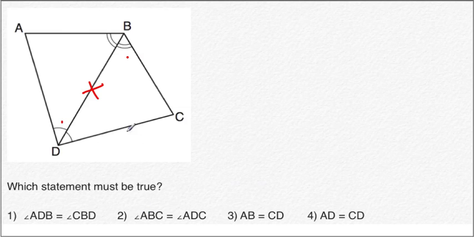Angle ABC, this big angle, has to be congruent to ADC, which is also not correct, because this can be 2A while this can be 2B, two different angles. AB must be equal to CD. Not necessarily, because AB is corresponding to BC. So here it goes. AD must be congruent to CD. That is correct, because those are corresponding parts here.